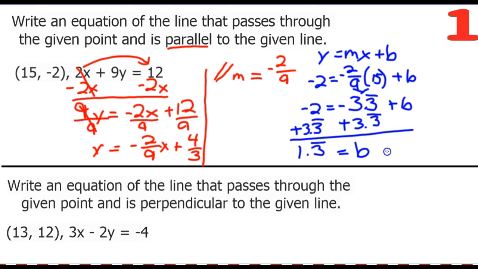So our new equation then is going to be y equals a negative 2/9 x plus 1.3 repeating.